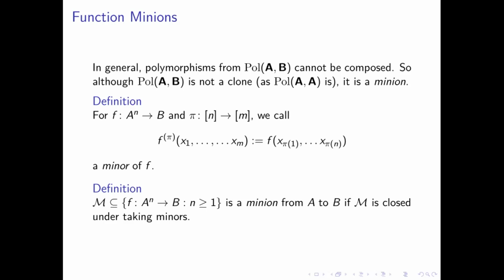If you have a polymorphism from A to B, and you just identify variables, move variables around, introduce dummy variables, you'll still have another polymorphism from A to B. So Pol AB is a minion.